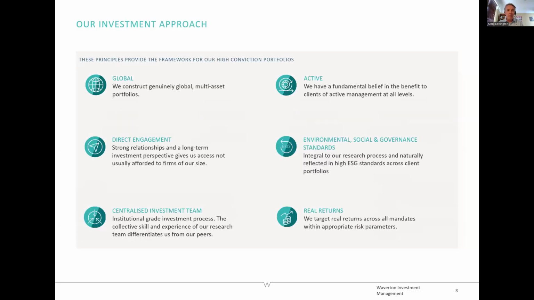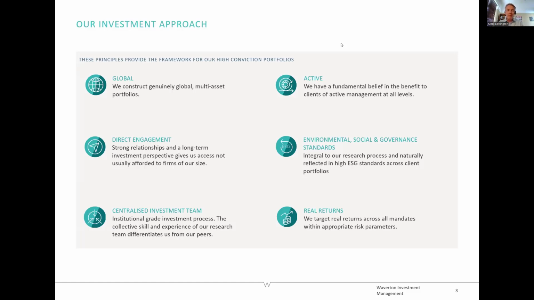Jim, do you want to move on to the next slide? I won't bore on too much about this, but whether you access Waverton through our MPS, through multi-asset funds, or on bespoke portfolios, the investment approach will be the same. And I'll just very briefly draw out a couple of points of difference of our approach. Perhaps from your perspective and your client's perspective overseas, it's important to mention, first of all, that we're global. So our portfolios are genuinely global.